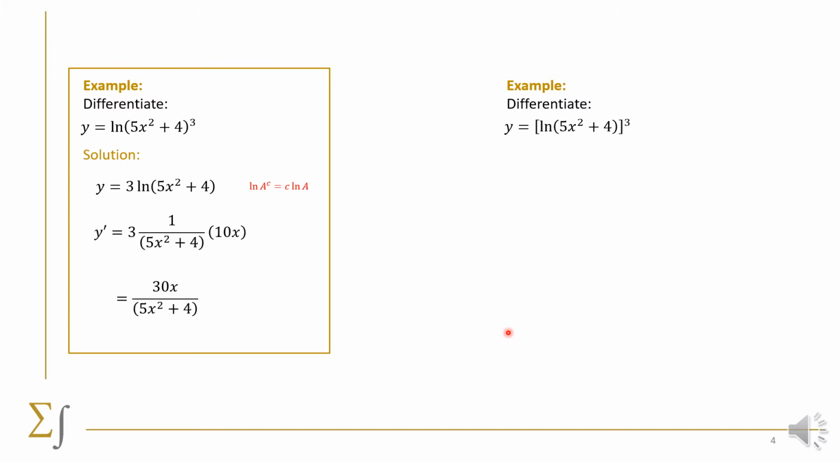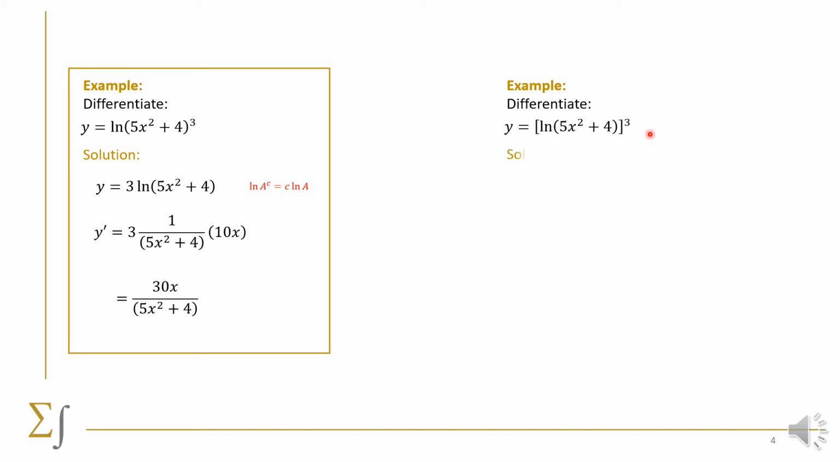Differentiate y equals (ln of 5x squared plus 4) all cubed, the same function, but the 3 is not on the 5x squared plus 4. The exponent is not on this bracket only, so we cannot apply this property. No, the exponent is on the logarithmic function as a whole. So this means that y is equal to ln of 5x squared plus 4 multiplied by itself 3 times.